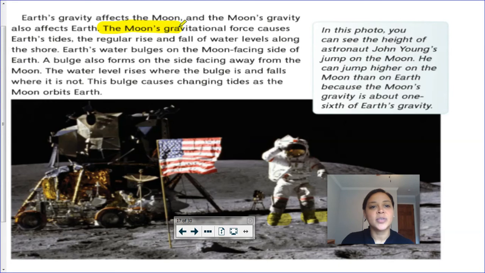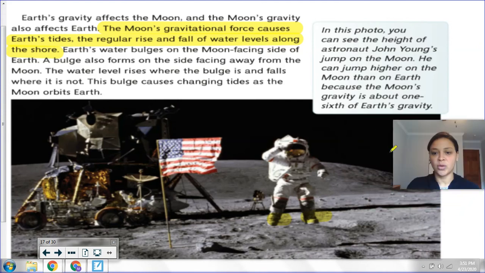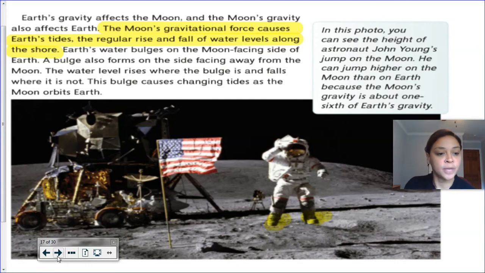So I'm going to highlight this, boys and girls, because this explains how the gravitational force affects Earth. And so if you've ever been to the shore or the ocean, the gravitational force is responsible for the tides that you see coming in and out at the ocean. And so if you look down here, boys and girls, you see an astronaut who landed on the moon. And I highlighted his feet here to show you how he's actually jumping 6 times higher than he could on Earth. It's hard to tell from the picture, but it's a pretty cool picture.